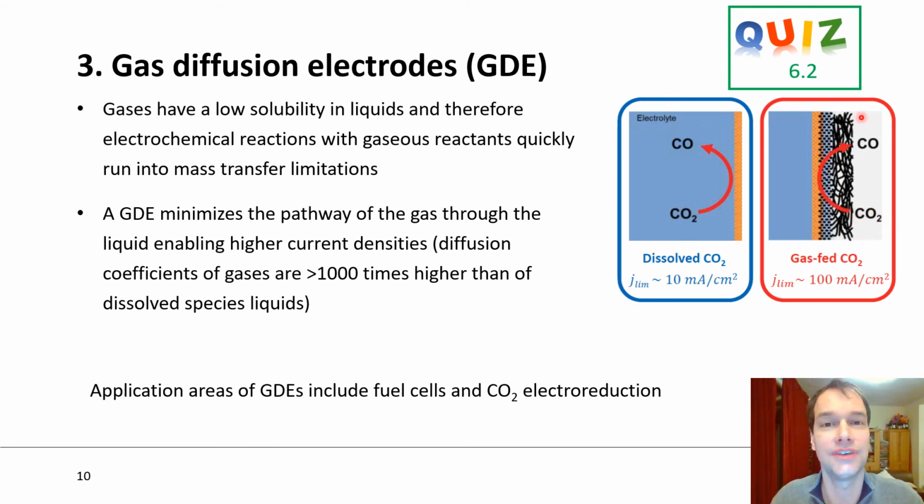Here you have a gas phase, and the diffusion rates of gases in a gas phase are much higher than through the liquid phase. And here there's only a small layer of liquid, but this layer is relatively small, and therefore you can reach a much higher limiting current density with this system than with that system. And that's why these gas diffusion electrodes are used in, amongst others, fuel cells, but you can also use them for CO2 electroreduction.